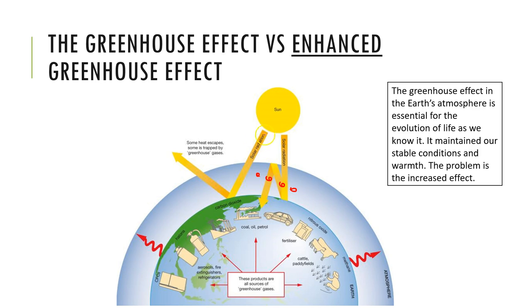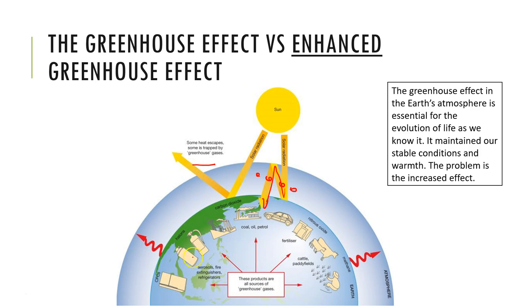So in the initial greenhouse effect, solar radiation comes in, warms our planet, and a majority of it is reflected out. So some heat escapes and some is trapped by the greenhouse effect. The enhanced greenhouse effect means that more of it is trapped inside. As more heat is trapped inside, the temperature increases.